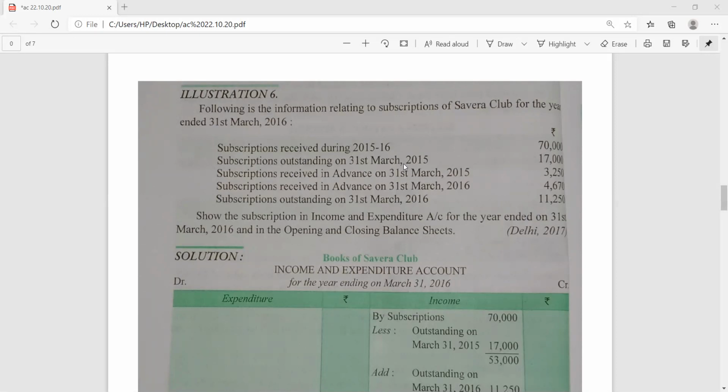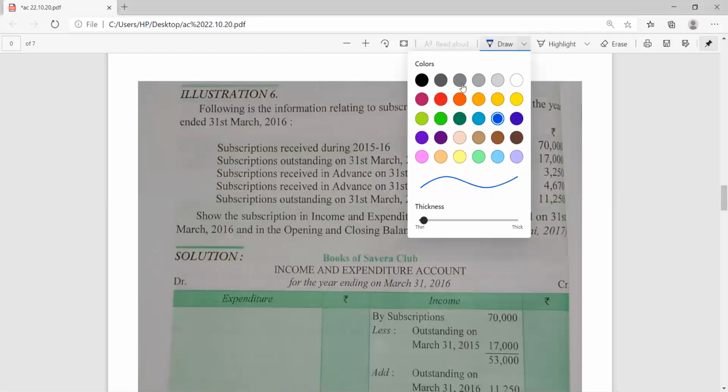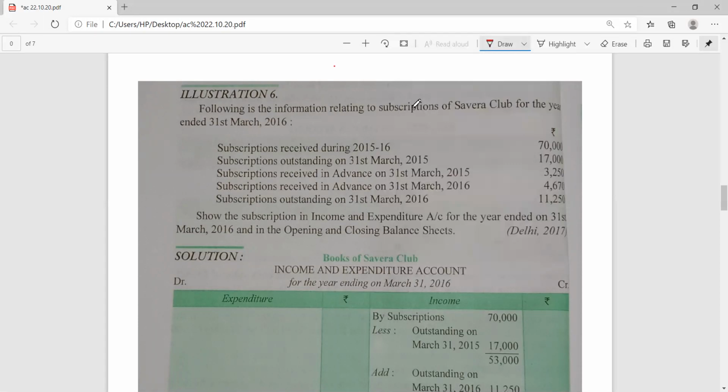Outstanding on the closing date, 31st March 2015. It means in a way it is 1st April 2016. So we can say it is your opening. It is your opening subscription. So whatever the opening subscription is given to you, that is known as OS.